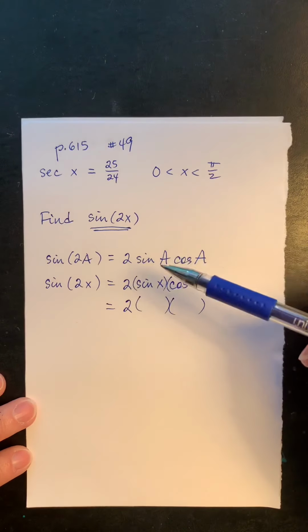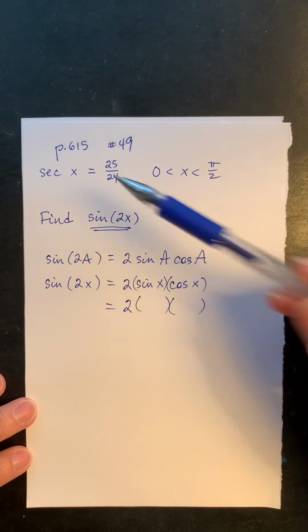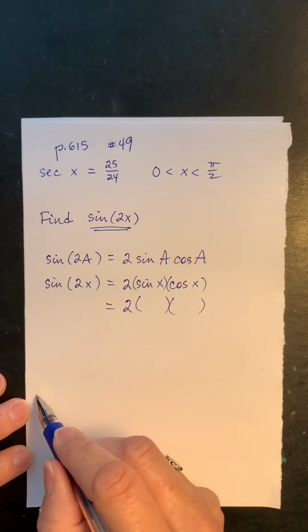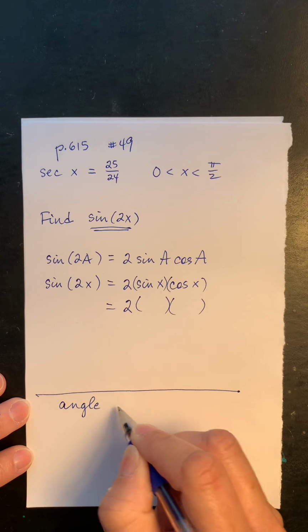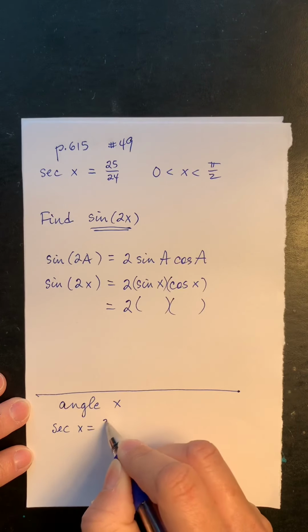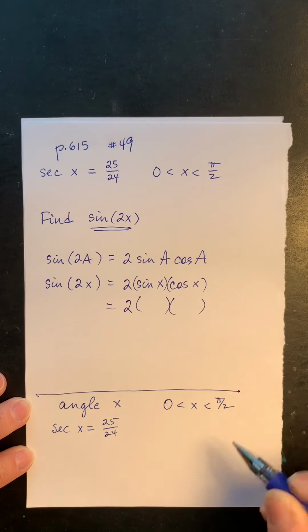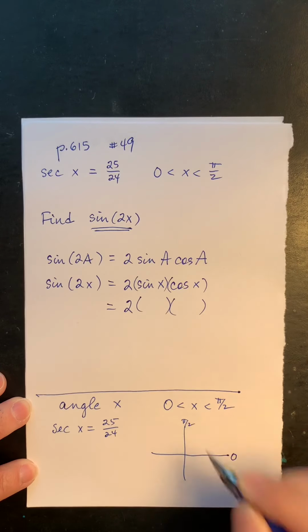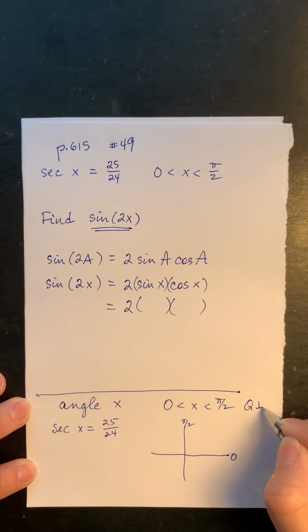All right, how are we going to figure this out? Our clues are that the secant of x is 25 over 24, and this tells us the quadrant of x. Okay, so maybe I'll just go down here and work on that. So this is just going to be all about angle x. Okay, secant of x, 25 over 24. Now 0 is less than x, which is less than pi over 2. Okay, this tells us, here's 0, here's pi over 2 at the very top. All right, so angle x is in here somewhere. So basically quadrant 1. That's what that information tells you.